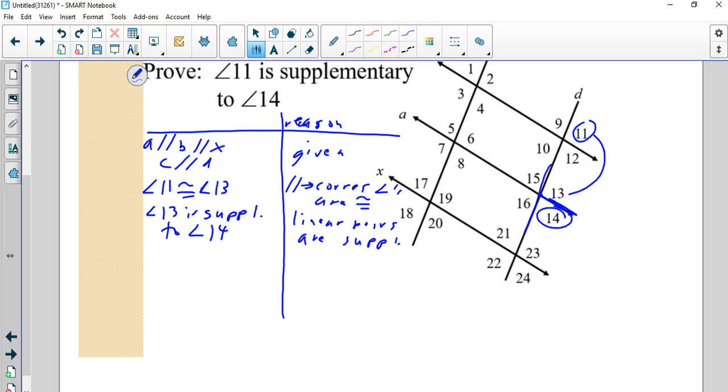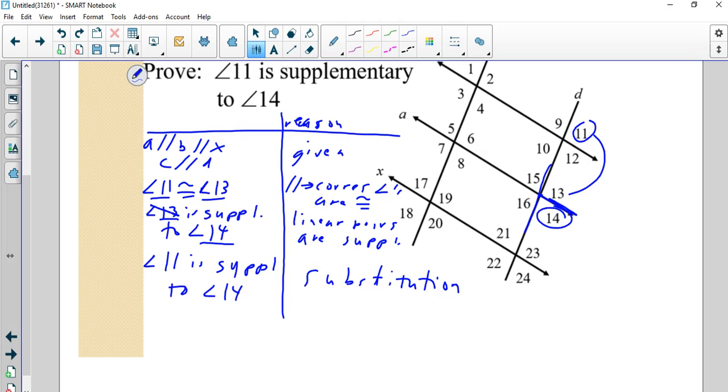Now, we know 11 is the same as 13, and 13 is supplementary to 14. Therefore, we can say angle 11 is supplementary to angle 14 by substitution. Okay? Once again, we know 11 is the same as 13. And 13 and 14 are supplementary. So basically, we're just taking this 13 out and making it an 11 by substitution. That's it.